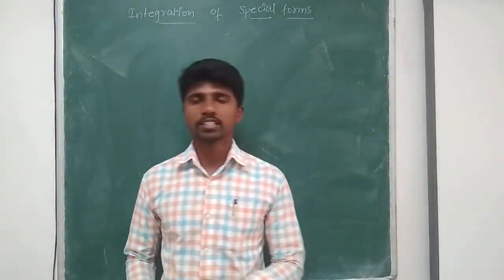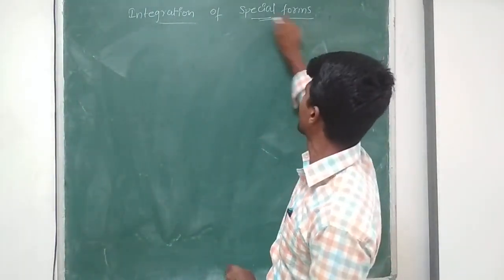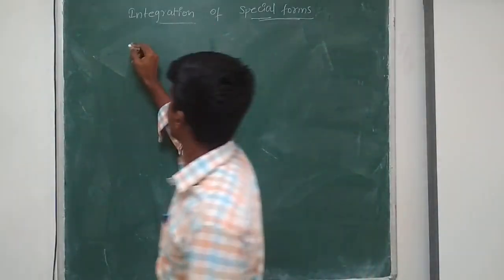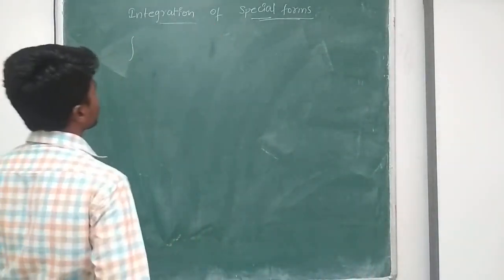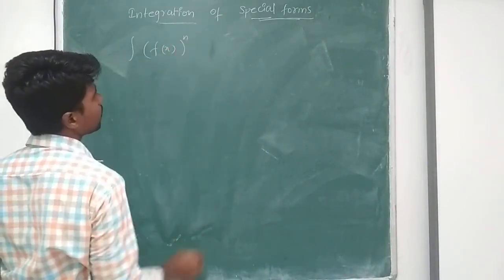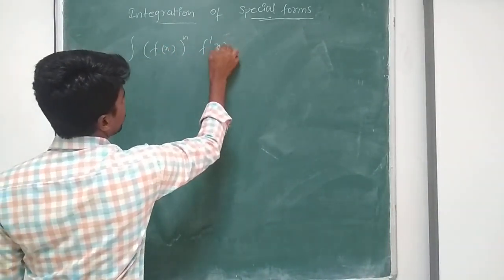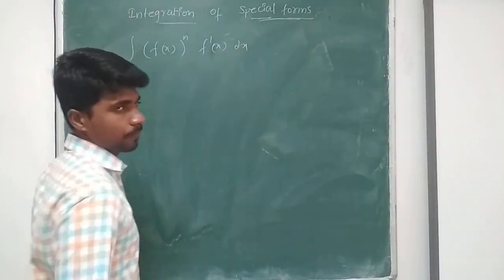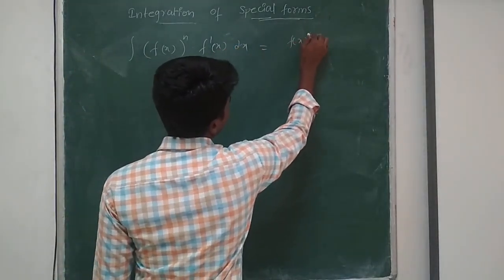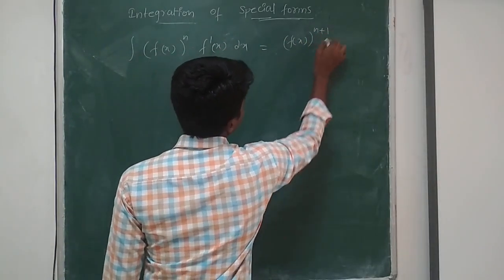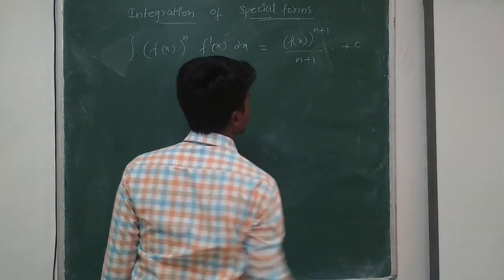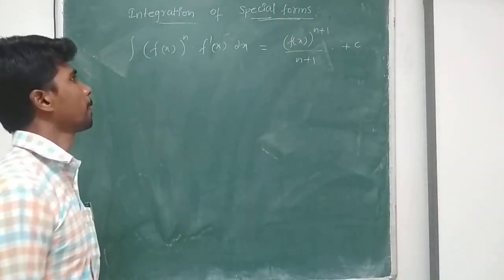Integration of special forms. In this particular topic, we discussed two particular forms. Those are nothing but the integral of f of x power n into f dash of x dx, which will be equal to f of x to the power n plus 1 by n plus 1 plus a constant c.